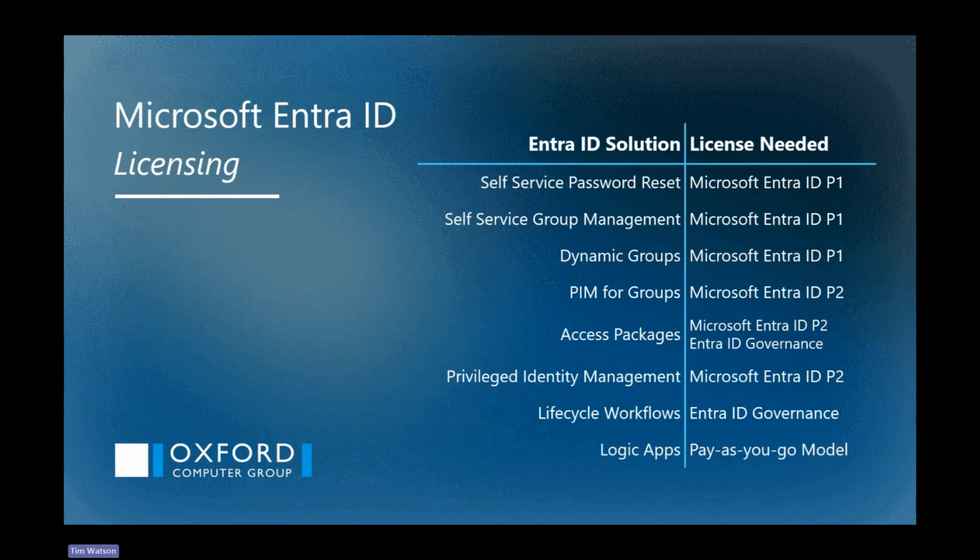Dynamic groups, everyone's using those. If you're not using group-based licensing with a dynamic group, you're doing yourself a disservice there. So again, a P1 license. But if we want to step up and have more approvals, some more security, and some more checking, the PIM for groups does need a P2 license, as privileged identity management is needed, and P2 is needed for that service.